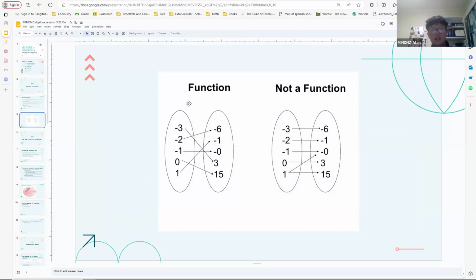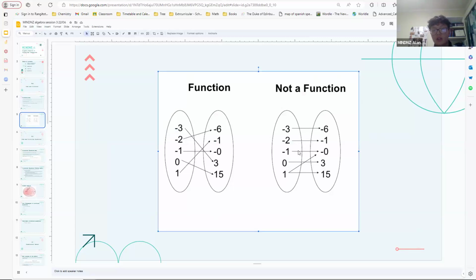So this is basically a reiteration of the previous slide. The first drawing is a function, and the second one is not a function. Do you guys know why? It's because one of the elements in the second drawing maps to two different elements. But this means an element maps to two other elements, which means it can't be a function.